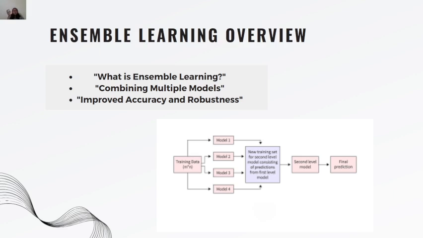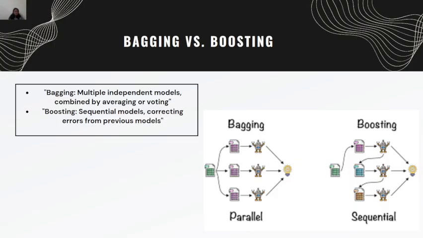Then we have boosting. Unlike bagging, boosting trains models sequentially. Each model corrects the errors made by the previous one. Popular boosting algorithms include AdaBoost, gradient boosting, and XGBoost. Okay, so now we know what bagging and boosting are. Let's see the difference between bagging and boosting.